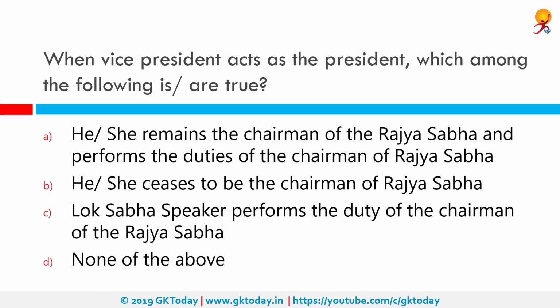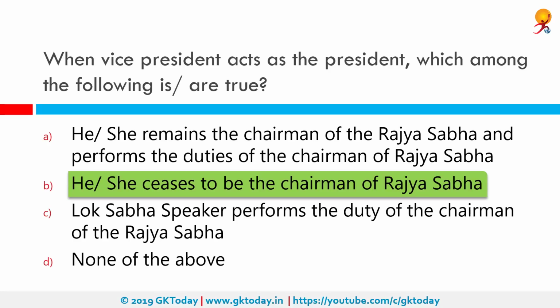The Vice President acts as the President. Which among the following is or are true? In a case when the Vice President acts as the President, he or she ceases to be Chairman of Rajya Sabha. Article 63 of the Indian Constitution states that there shall be a Vice President of India. The Vice President acts as President in the absence of the President due to death, resignation, impeachment, or any other situation.